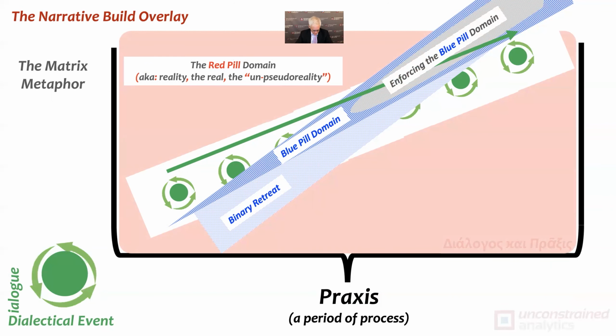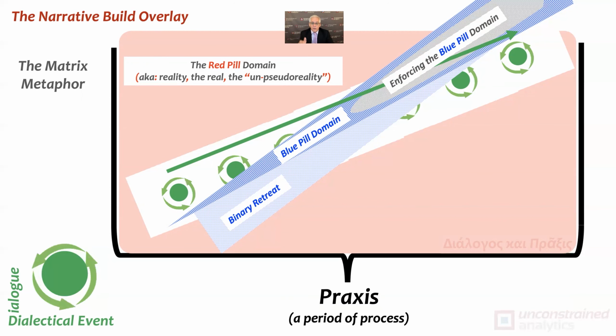And let's take a look at the matrix metaphor. The AKA reality, the real, the unsuited reality. The blue pill domain is that narrative, the pseudo-reality, and that gray area is enforcing the blue pill domain. So it's the narrative of the blue pill domain that enforces the matrix in that gray area. And so you can see that everything in there is a part of a pseudo-reality. And what you also see is the red pill universe is completely outside of it. So if you want to attack inside that blue pill domain, if you're not doing so from inside the red, you're not actually fighting it at all. And in fact, you're instantiating the blue pill domain as the basis for the attack.